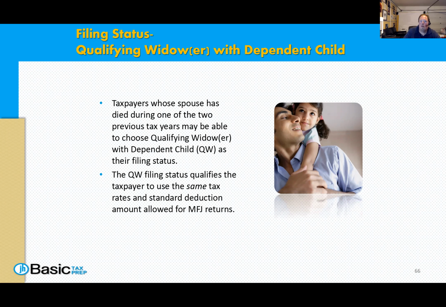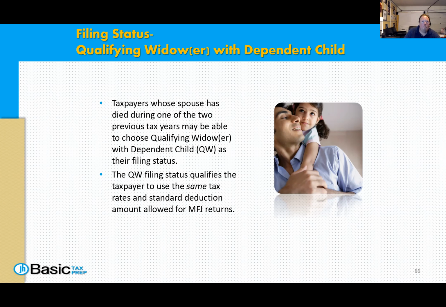Not only are they going through a loss, but usually they have children, because to be a qualifying widower, they have to have died within the past 2 years. Okay. So the qualifying widower filing status qualifies the taxpayer to use the same tax rate and standard deductions as married filing jointly. And this means that person has passed away within that 2-year period. And that really hurts. So take your time with them.